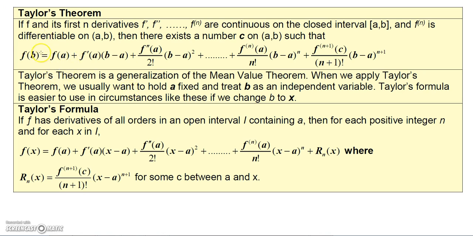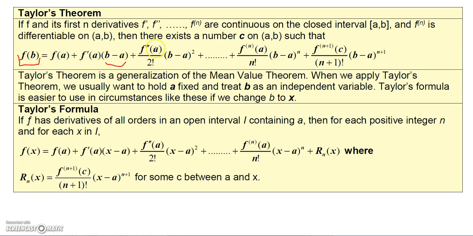Okay, so I was wrong. This is f of b here. So f of b would equal f of a plus f prime of a times b minus a, because you're evaluating it at x equal b, so therefore x would be replaced with b.